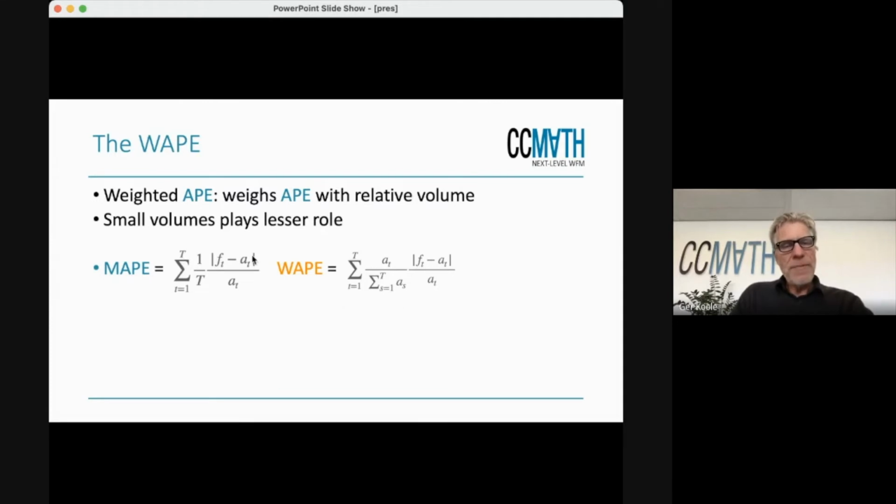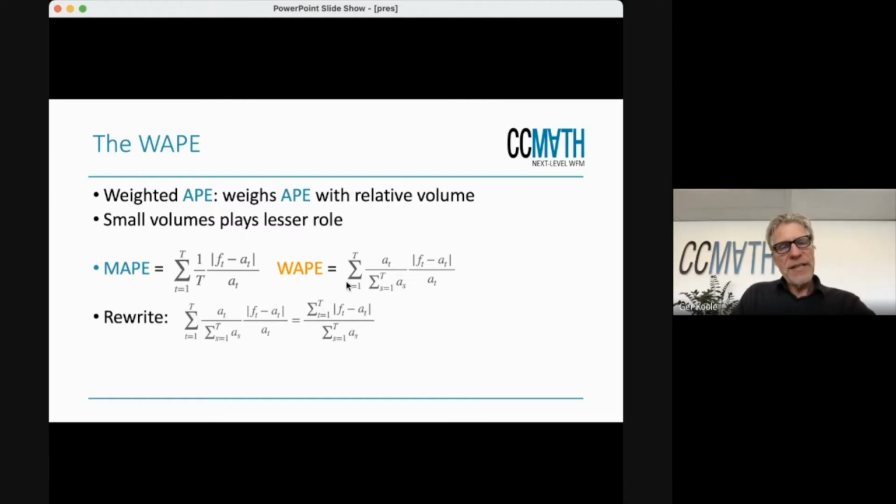In the WAPE, instead of giving every data point, every interval, the same weight, you give a weight proportional to the volume, proportional to the actual. Yes, that is the definition of the WAPE. Of course, unless you want to implement it yourself in Excel, in principle you do not have to know this formula.